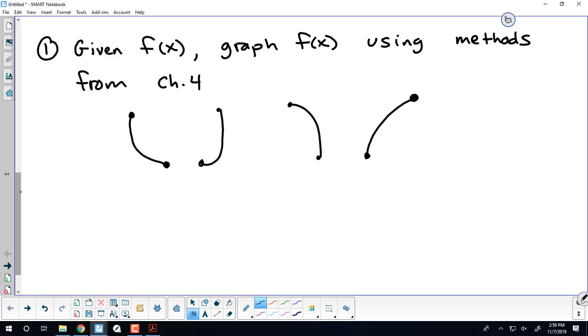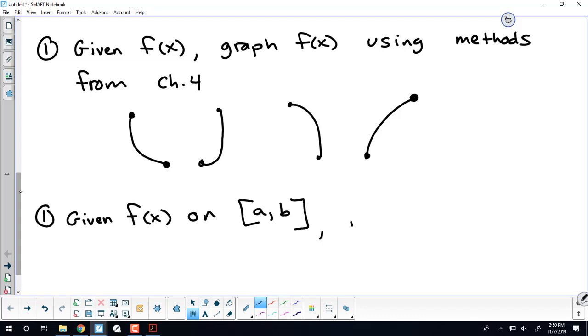One question where you're given a function on a closed interval from A to B. You want to be able to find the absolute maximum and minimum.